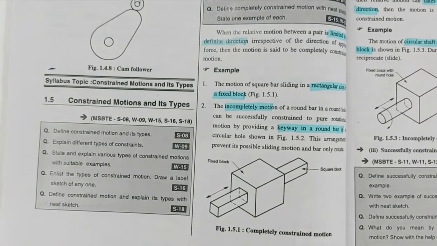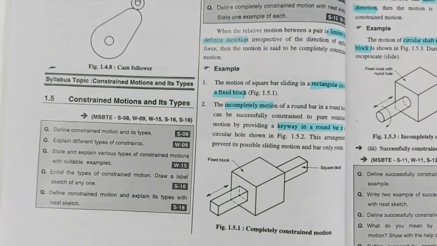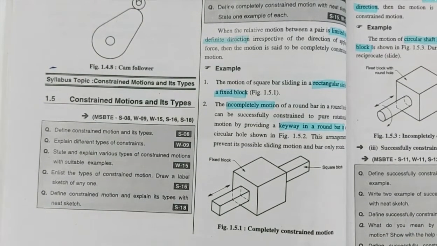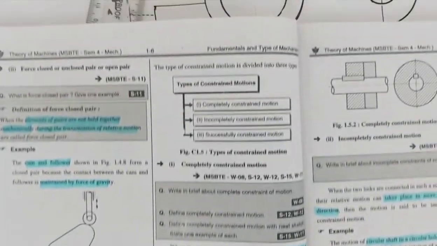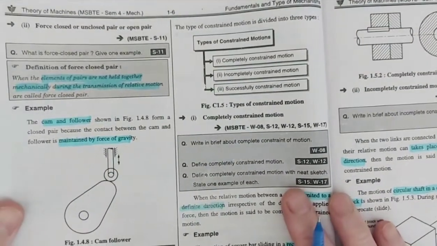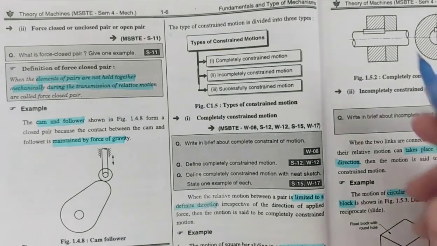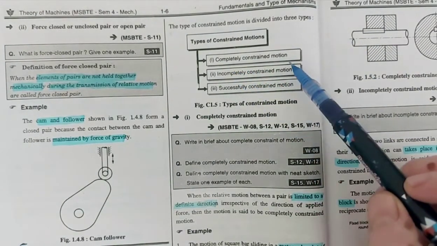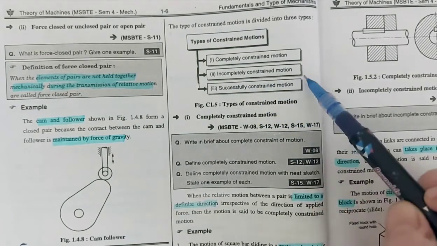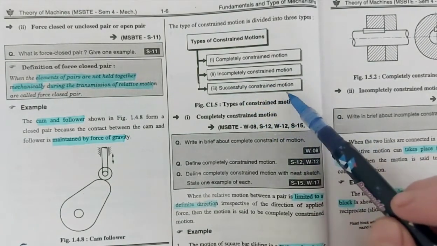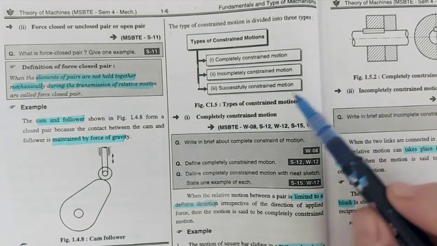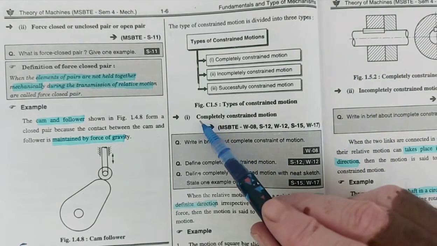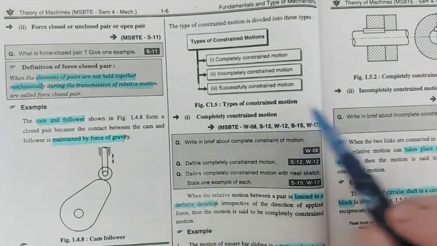Yes, next topic, constrained motion and its types. The constrained motion is divided into three types: completely constrained motion, incompletely constrained motion, successfully constrained motion. Now the types. First one, completely constrained motion.